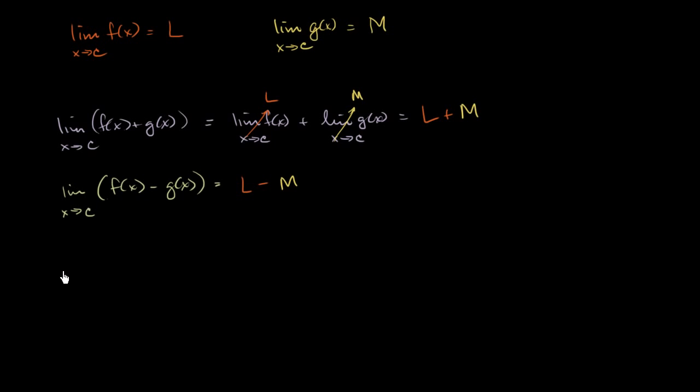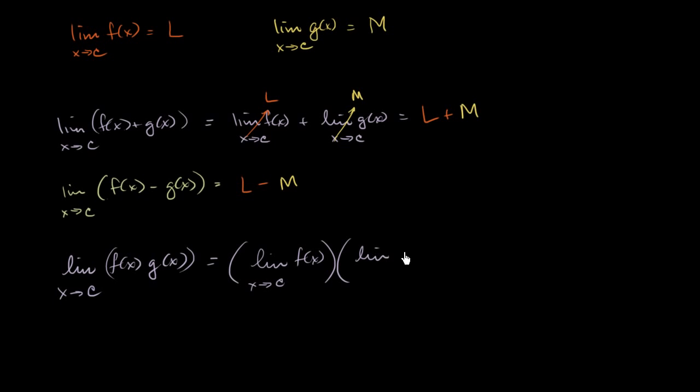Now, what happens if you take the product of the functions? The limit of f of x times g of x as x approaches c. Well, lucky for us, this is going to be equal to the limit of f of x as x approaches c times the limit of g of x as x approaches c. Lucky for us, this is a fairly intuitive property of limits. So in this case, this is just going to be L times M.